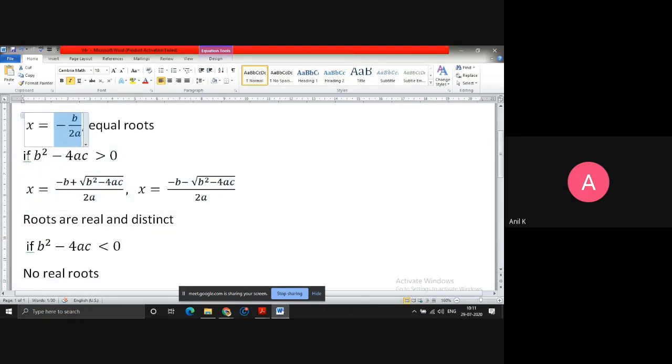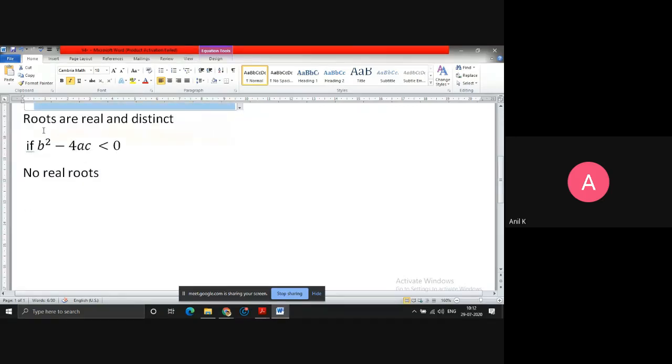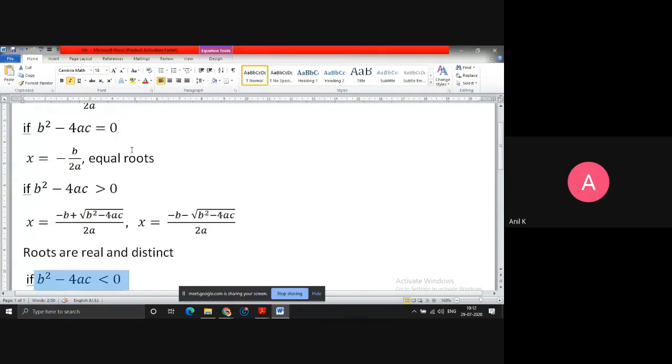The second case is if b square minus 4ac is greater than 0, that means a positive number. My two solutions are going to be this one. Then I can say roots are real and distinct. Distinct means different roots. Both the roots are two different values. And the third case we have is b square minus 4ac less than 0, which means no real roots. You cannot solve that quadratic equation for the time being.